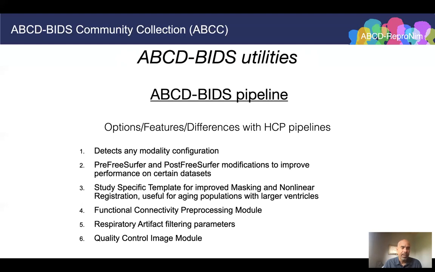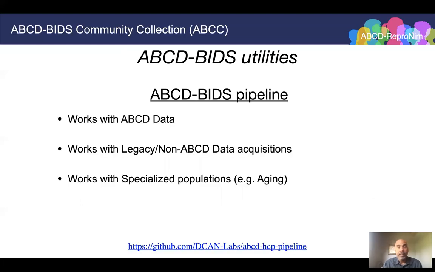There are some options to use study-specific templates for improved masking and nonlinear registration, and for aging populations with large ventricles and other deformations, it's helpful for those types of circumstances. We've added this functional connectivity preprocessing module and included some functionality to reduce the respiratory artifacts via a filter I'll talk about in a second, and then a quality control image module for easy viewing and examining of your post-processed data. The pipelines work with ABCD data, work with legacy and non-ABCD data acquisitions, and work with specialized populations, like I said earlier, as well.